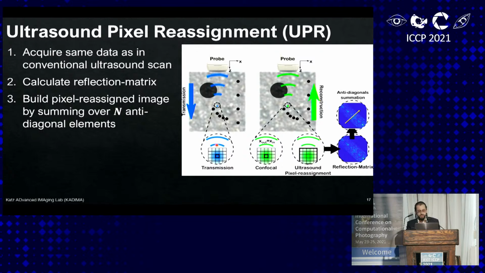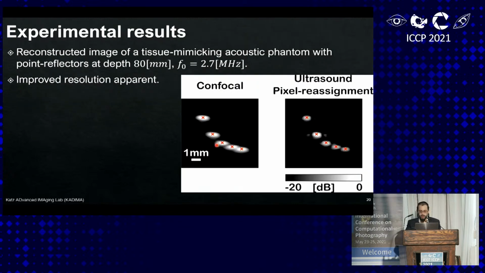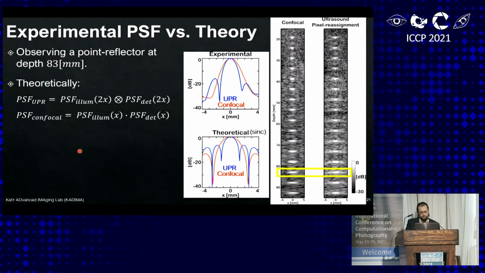And so we first experimented a little bit with point reflectors in a tissue mimicking phantom. And you can see that there appears to be a resolution improvement on the bottom right two reflectors that are now resolved. But we wanted to observe the change in PSF. And to remind you, the Pixel-Reassignment PSF is the rescaled convolution of illumination and detection PSFs, and the confocal PSF is the product of the illumination and detection PSFs.